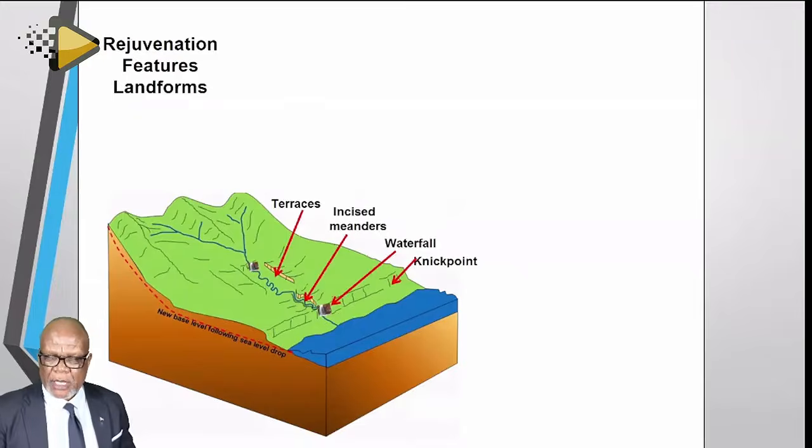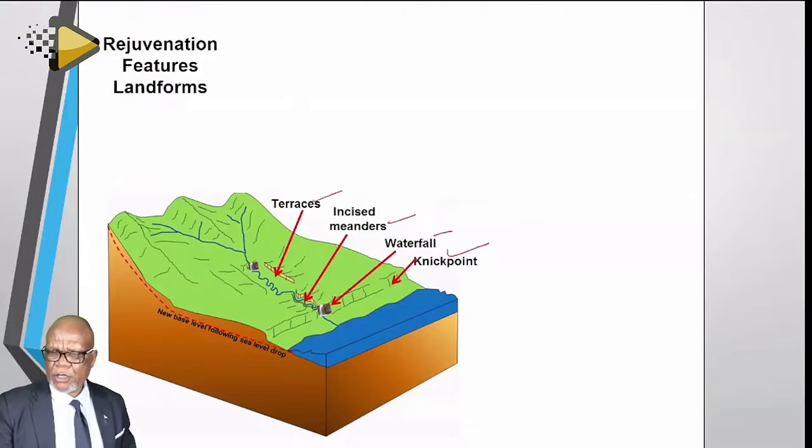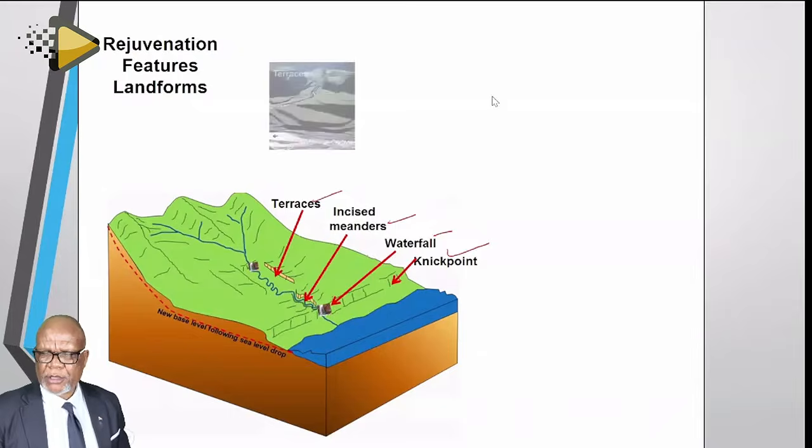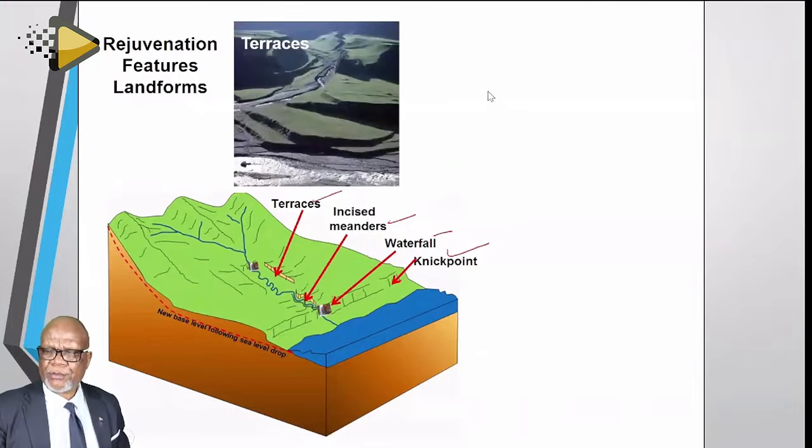It can be anything. And then the features of river rejuvenation: you can tell there's a neck point, there's incised meanders, there's terraces, there's waterfalls. Now let's look at these terraces. So the river was flowing down there. It was flowing up here before. This was the initial valley.